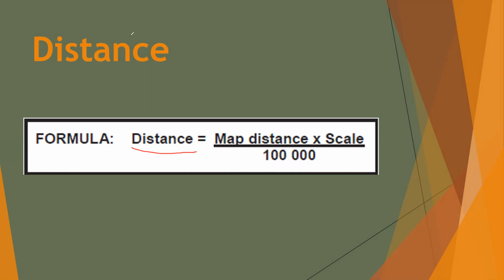So let me break it down a little bit further. Your distance is going to be the distance that you measure on the actual map times the map scale, generally found at the bottom, all over 100,000. And that will be able to show you your distance in kilometers.